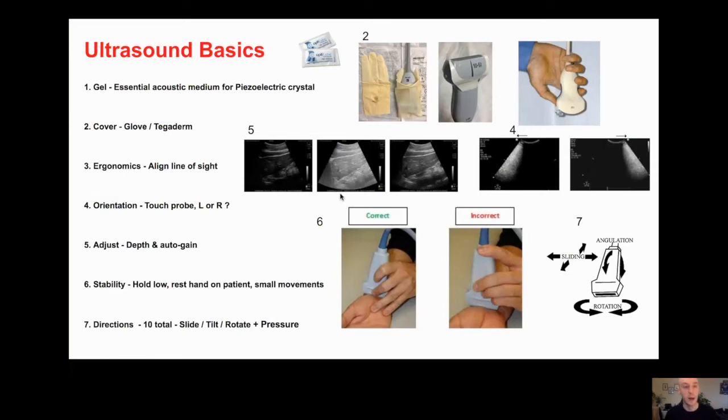So this is quite a busy slide. We're going to talk about ultrasound basics. We're going to go through it bit by bit, so don't worry, it's quite a busy slide. So number 1, gel. You need gel because gel is an acoustic medium. Sound doesn't go through air, so you need gel, and lots of it. Number 2, you need a probe cover. So you will find some people doing ultrasound cannulation without a probe cover.